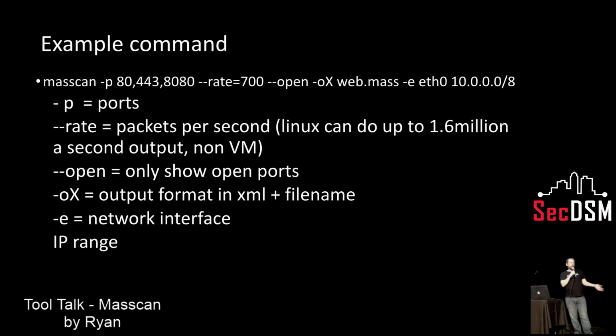-oX is an output format, so it'll output everything it finds in XML. -e is a very important parameter. That's not something you would normally specify in Nmap. But this tool has its own TCP/IP stack, so I wouldn't rely on it to do anything OS related. So you should specify the interface.